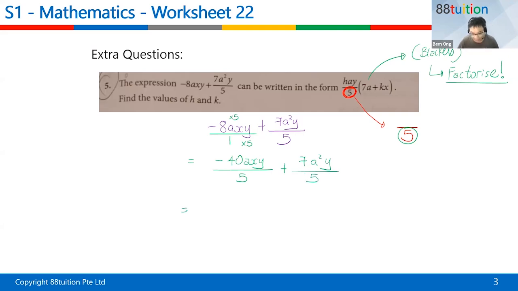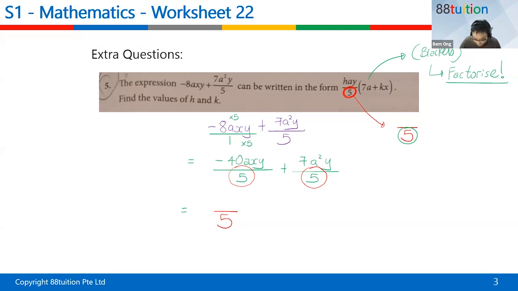Can you see something already? Both parts have the over 5. Are you happy? So you take out the over 5. You can factorize out the over 5. Learn to factorize out the fraction.